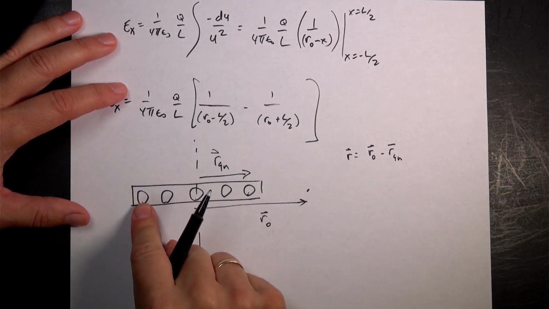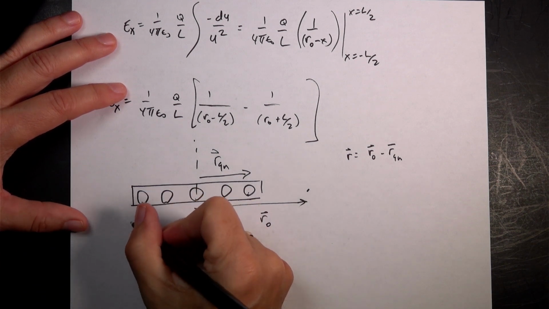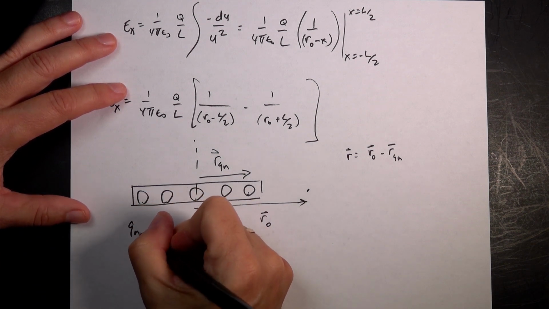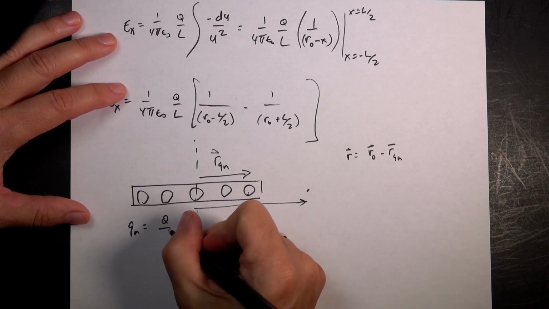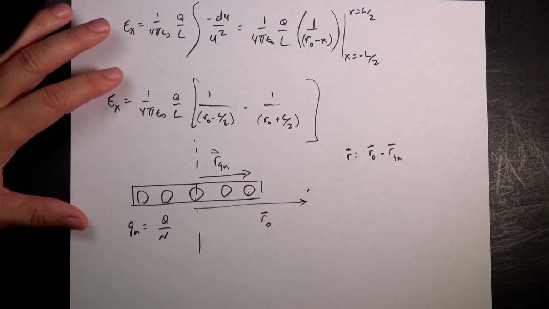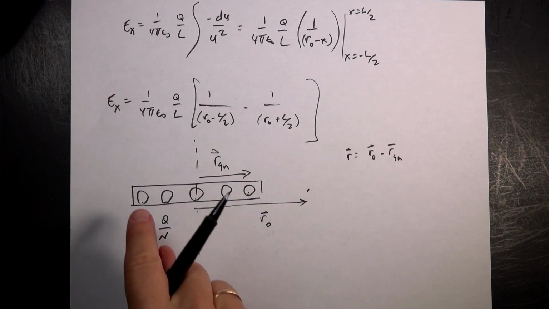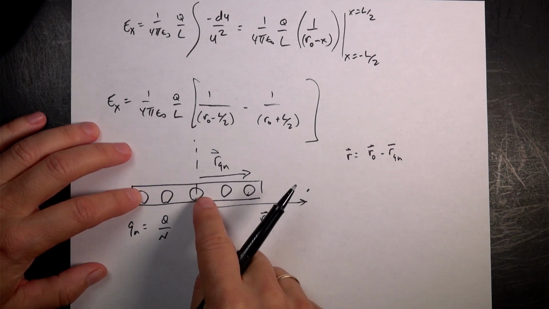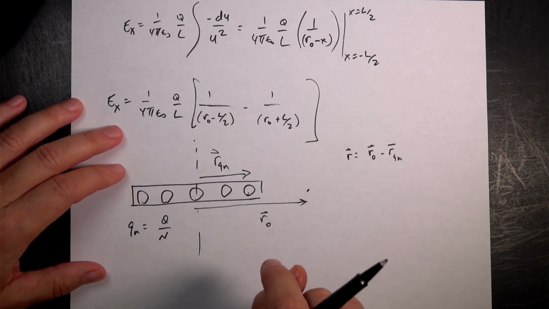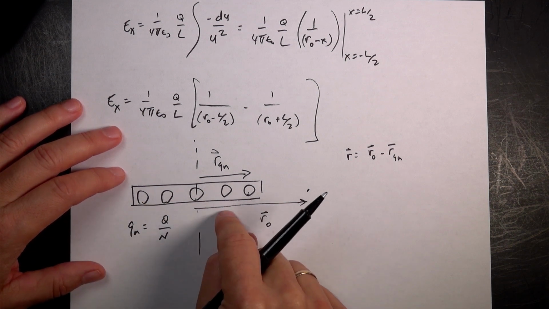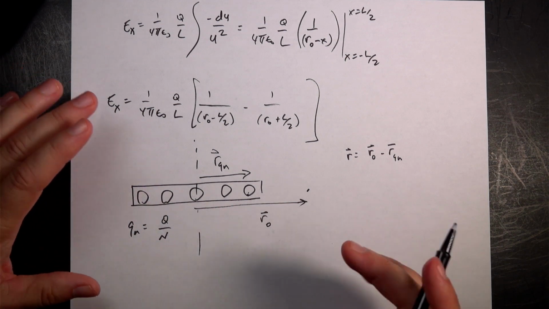Now, I do need to find the charge of each one of these. Let's say Qn is going to be the total charge Q divided by the number of pieces N. Now, there is one thing. I could figure out the location of 5 charges, and this would actually give me a pretty good answer. But I want to do it automatically. So what I'm going to do is the following.